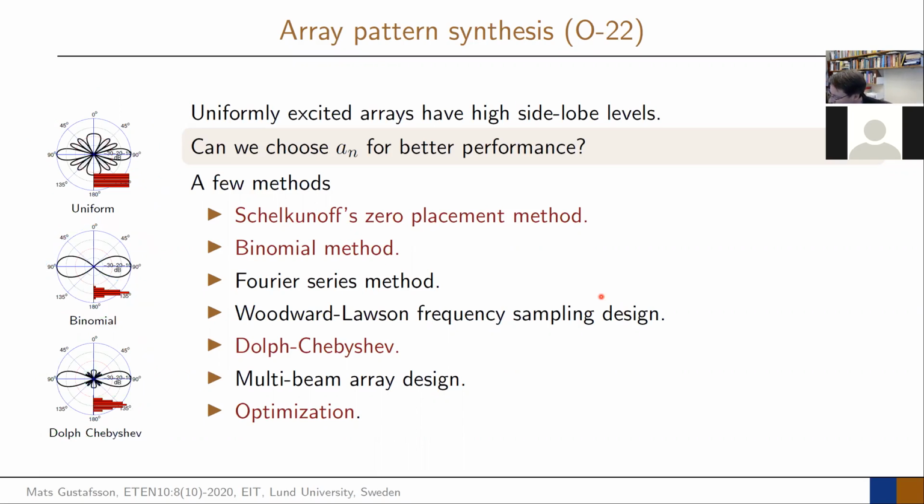And then there are other methods here. You can see Fourier series, Woodward-Lawson. There are many of these that we can do. We will do a general one in the end, where we say what we would like to do. And I will show you that we can formulate that as an optimization problem that the computer can solve for us. We will also look at that.